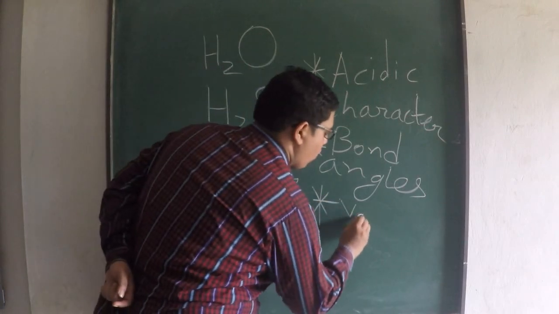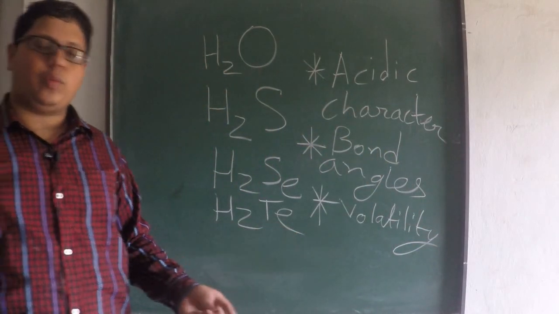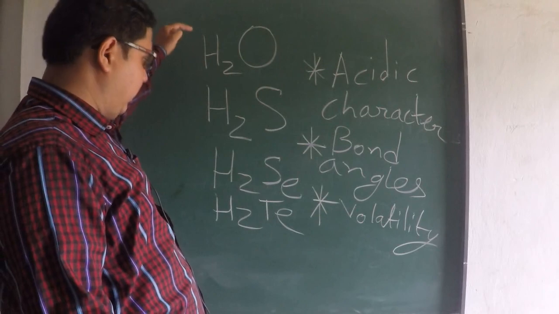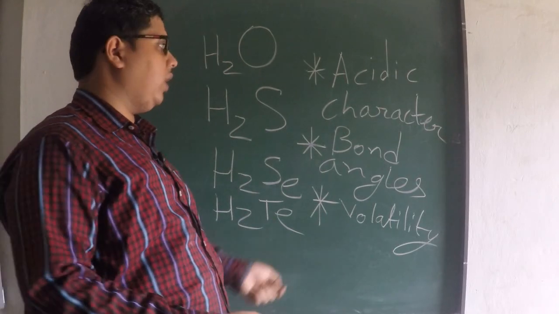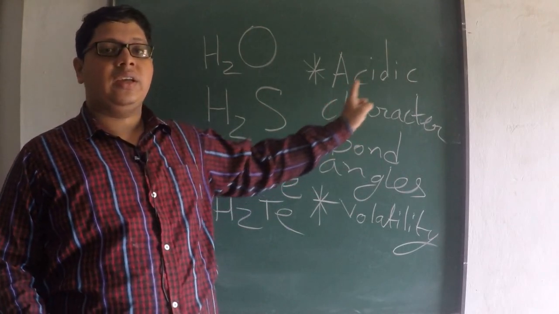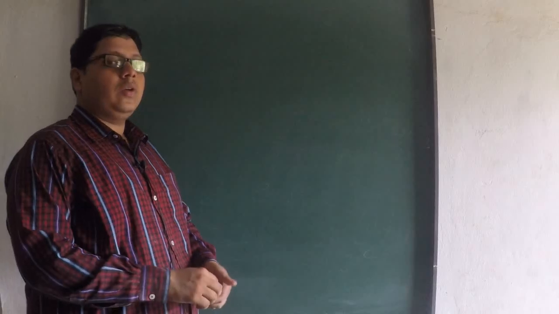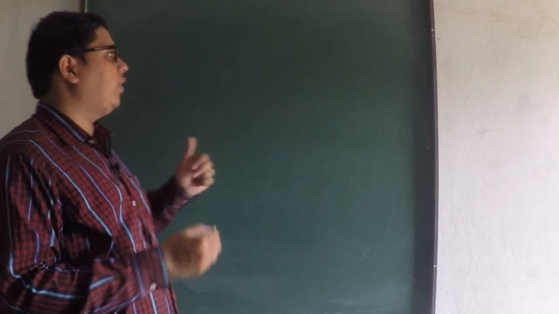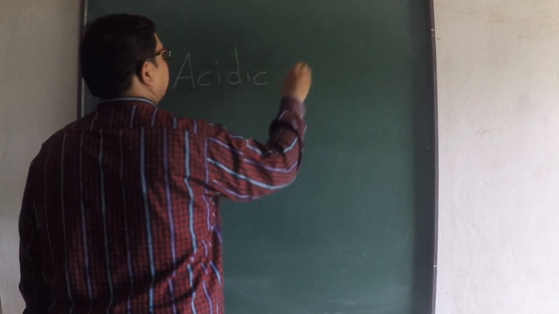Basically, we will discuss their volatility, which means melting point or boiling point. Here in this case, boiling point basically. So we'll discuss these things one by one about the hydrides of group 16 elements. Let us start with the very first property, that is acidic character. The first thing that I'd like to discuss about them is the acidic character.